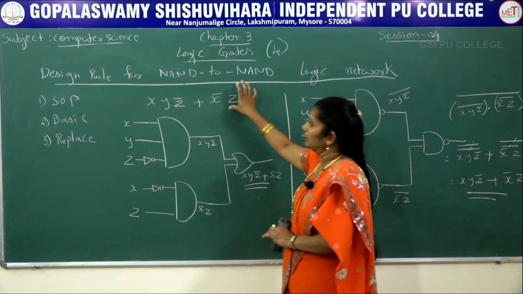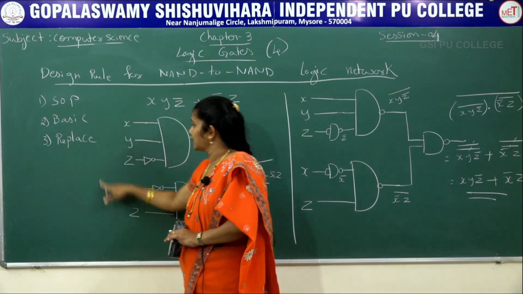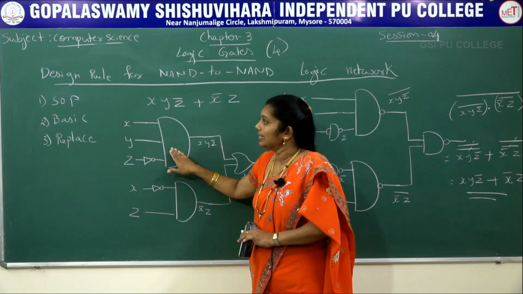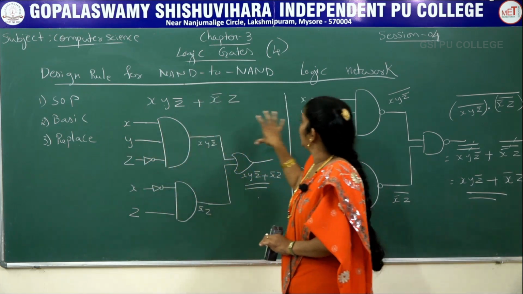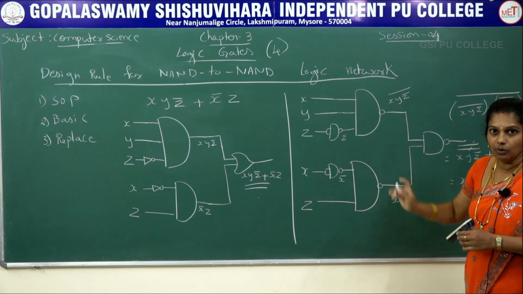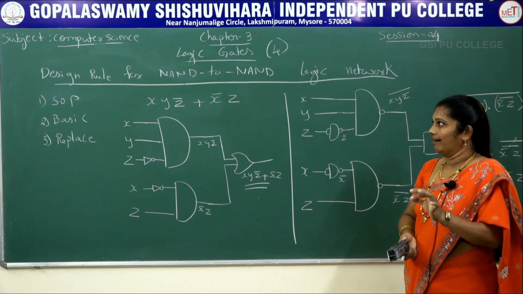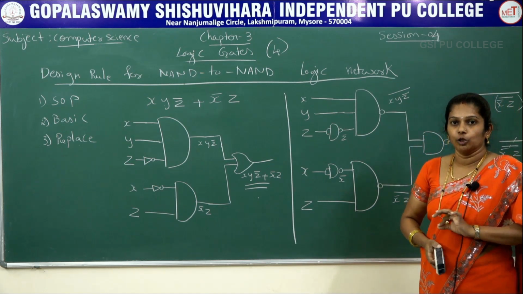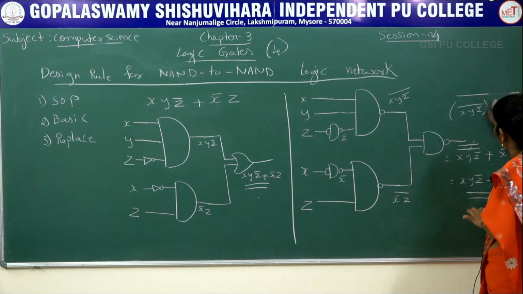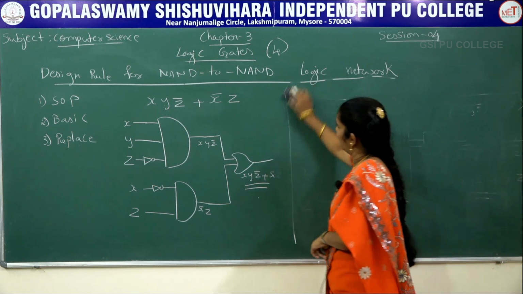For that you have to convert the given expression into sum of product form. Then next step, you have to write the expression with the help of basic gates. Then third step, replace all the basic gates by NAND symbol. Now is it clear? If asked to write the circuit diagram by using NAND gate only, then you have to follow this rule.